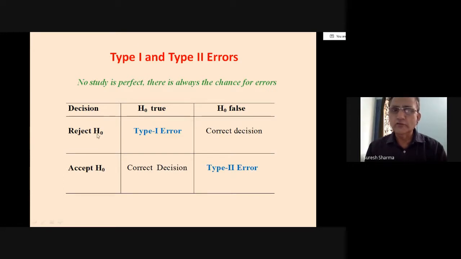And here also you can look for reject H naught when H naught is false. Something is of bad quality, and you also rejected it. That's the correct decision. So these diagonals are errors and off diagonals are correct decisions. Right? I'm just making you aware that these technical things are very, very important to understand so that you can proceed with the testing part later on.